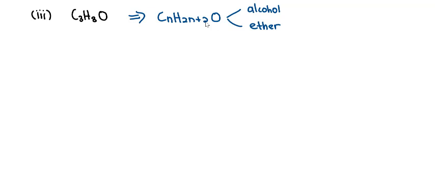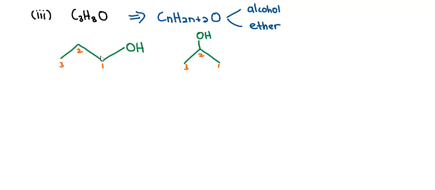Let's draw the first structure for alcohol. Let's say this one is 1, 2, 3. We have 3 carbons, and then let's put the OH group on the first carbon. So we have our alcohol here. Since we cannot have a chain isomer, let's change the position of the OH group to the second carbon so that we have a positional isomer. So we have 1, 2, 3.